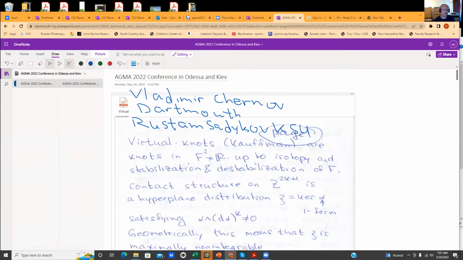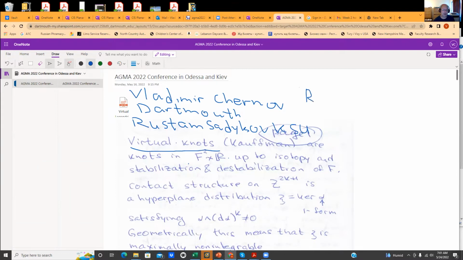So virtual knots were introduced by Louis Kauffman. What is the difference between them and usual knots? Usual knots are considered in R^3 or another manifold, but virtual knots are considered in the product of a surface cross R. A surface is two-dimensional, and they are considered up to a slightly different equivalence relation: isotopy, which is basically a path in the space of smooth embeddings, and stabilization and destabilization of the surface. Let me try to explain what this means.